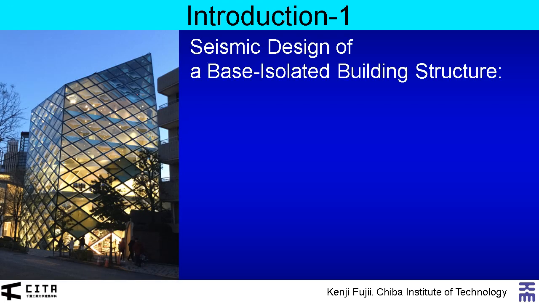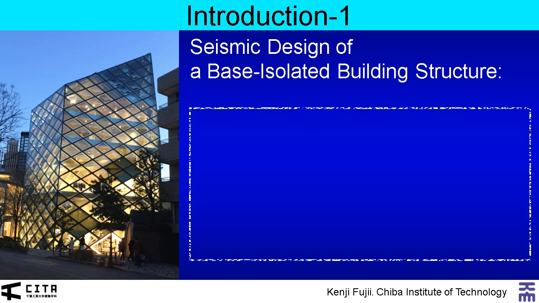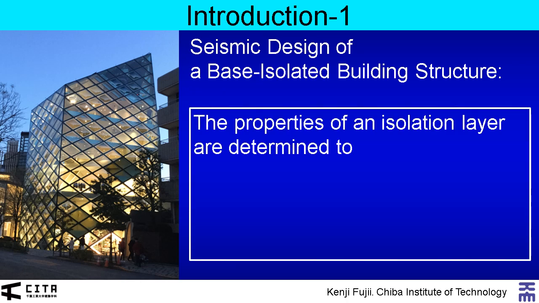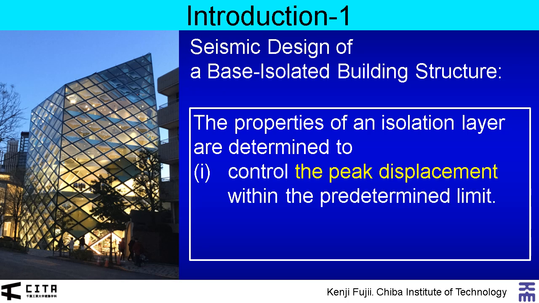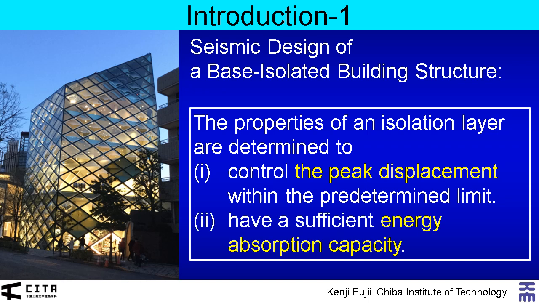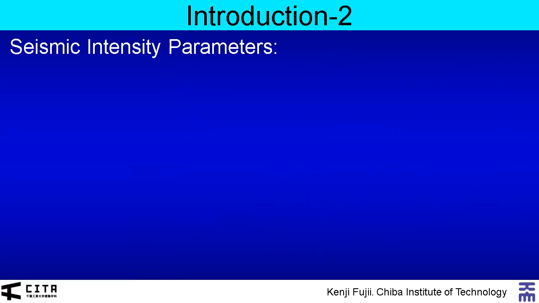In the seismic design of a base isolated building structure, the properties of an isolation layer are determined to control the peak displacement within the predetermined limit and to have a sufficient energy absorption capacity. For the seismic design, there are several energy-based seismic intensity parameters.